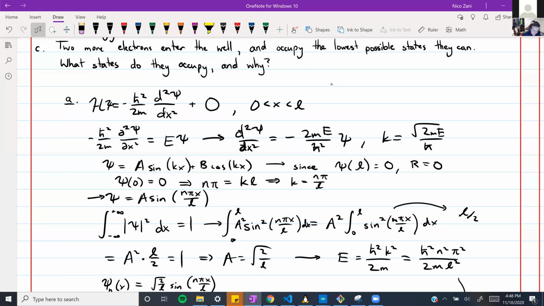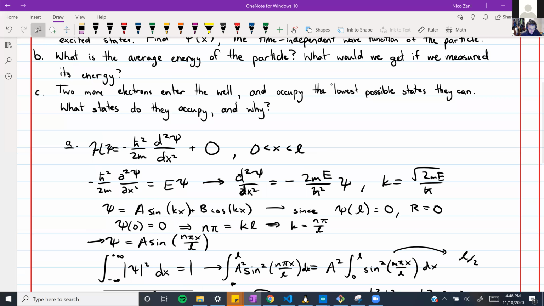All right, the last question now. 2 more electrons enter the well and occupy the lowest possible states they can. What states do they occupy and why? Now, does anyone want to answer this question? I'll let you guys think about it for a little bit. And if anyone wants to answer, you can unmute yourself and chat out.